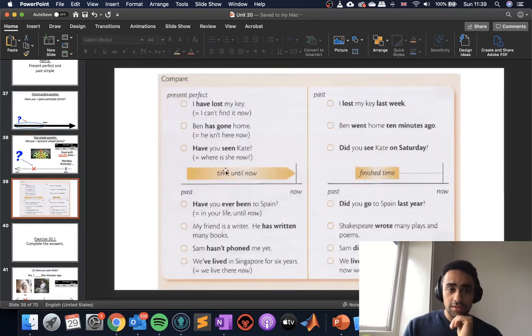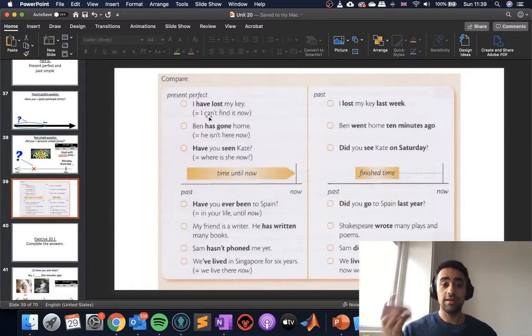All right, so let's look at some comparison between the present perfect and the past simple. I have lost my keys. It's something general. I don't have my keys right now, and I haven't found them until now. In the past, it will be I lost my keys last week. So last week, I lost my keys, and then I got them back, or I got new keys, but something that happened.